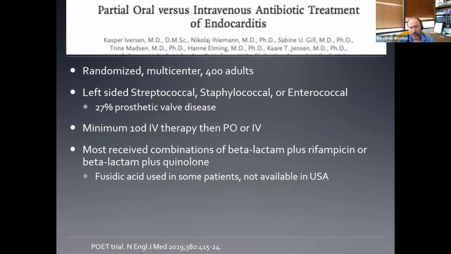But the combinations were not fully mandated by the study, so they were clinician picked, and it makes the generalizable data just a little harder to be comfortable with.